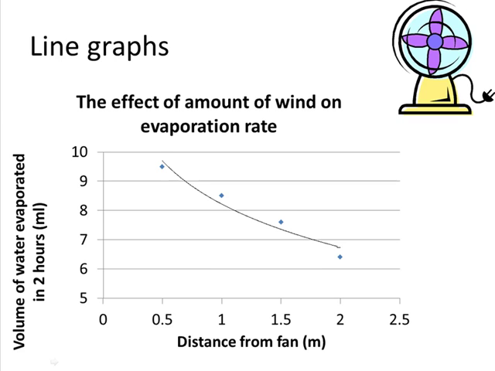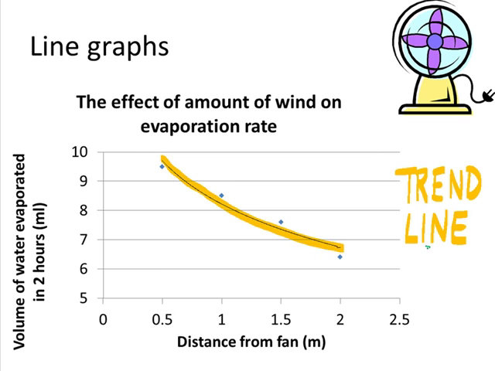So we can see that the average of the amount of water that evaporated from the Petri dishes half a meter from the fan was about 9.5 milliliters, and so on. And each of these 4 points is our plot of our data, meaning that is what we measured. Now, to that, we add a trend line. What is the purpose of that trend line?